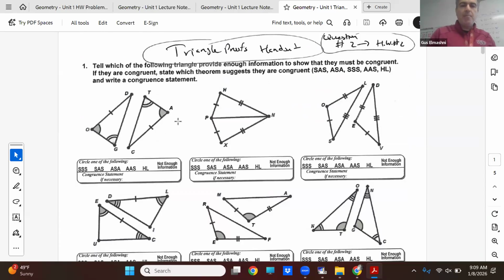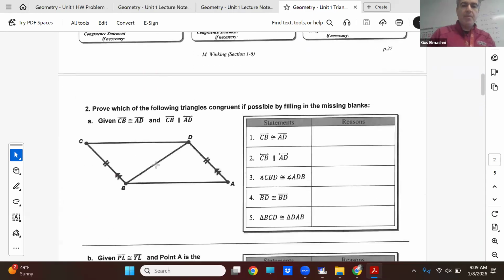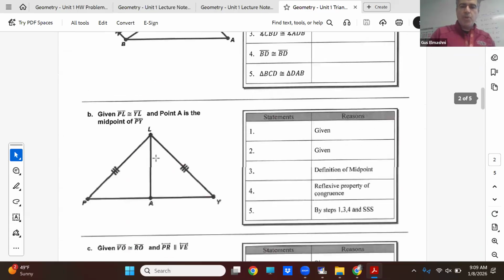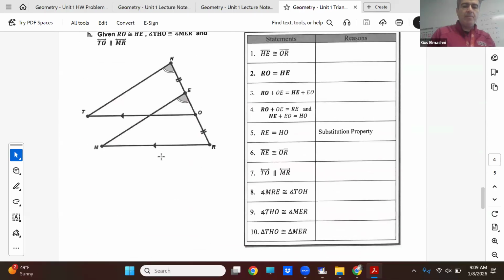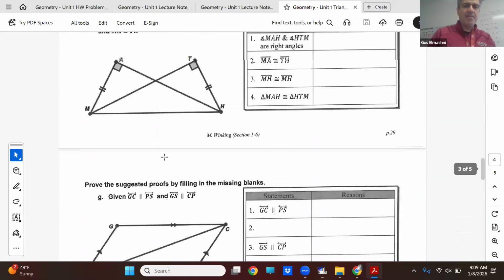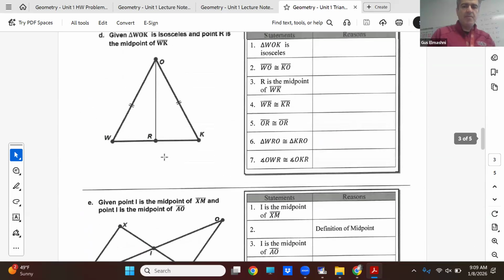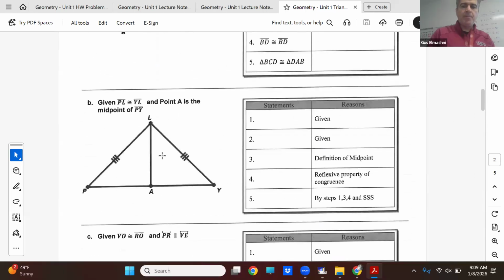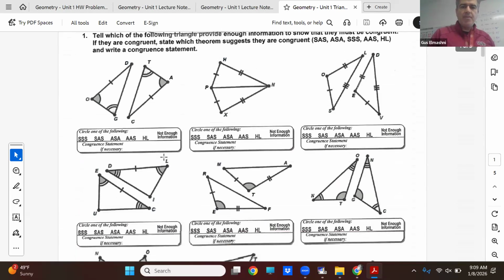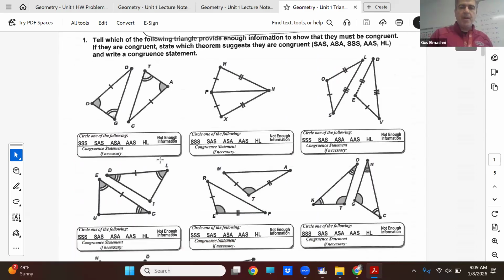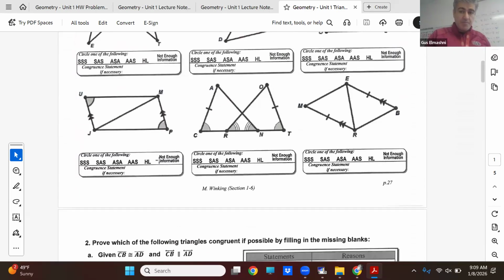Appreciate it. So we'll do number 1 together, just so you guys get comfortable with labeling these things. I won't do number 2 necessarily because I want you guys to do that on your own. But I do want to talk about CPCTC with you guys. So we'll just go through this warm up here on identifying why these are congruent or if there's not enough information.